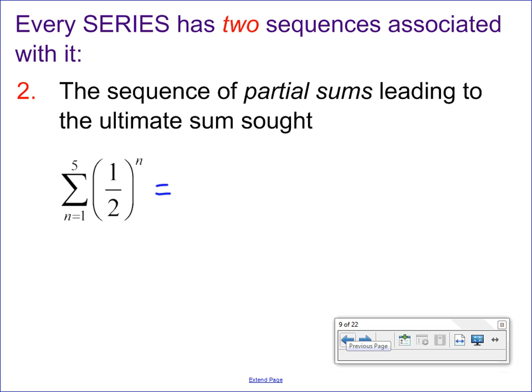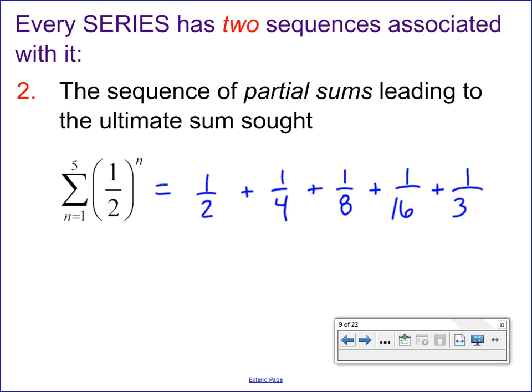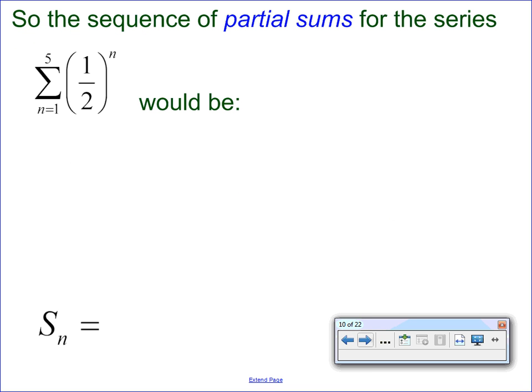First, let's do this out. 1 half plus 1 fourth plus 1 eighth plus 1 16th plus 1 32nd. That would be exact, the sum of the first five terms in the sequence given by 1 half to the n. So our sequence of partial sums then would be S sub 1. That would be the sum of the first term. That would be 1 half.